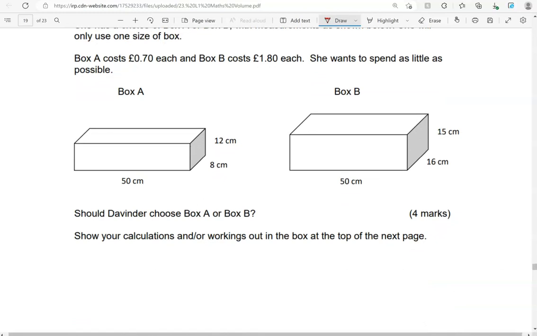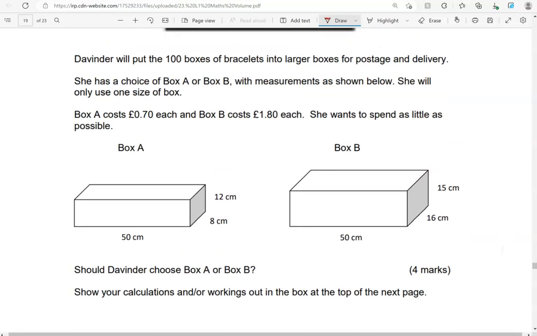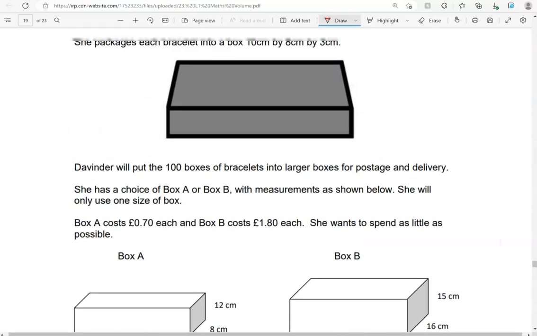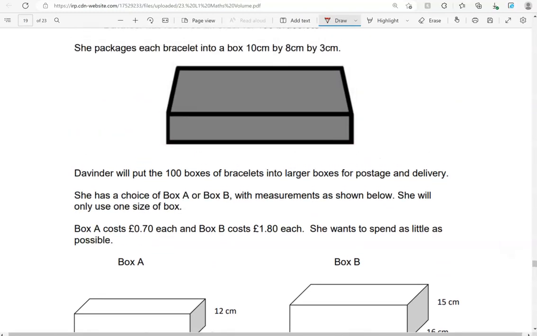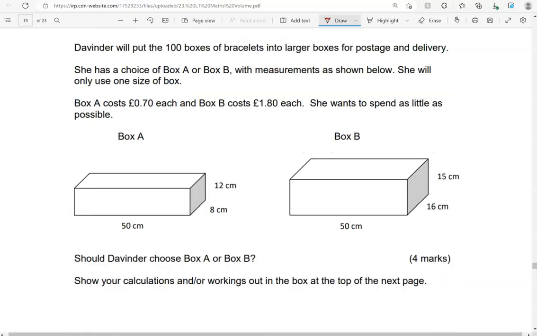So we've got box A and B and their dimensions. Should Davender choose box A or box B? Show your calculations and the workings out in the box at the top of the next page. I'm going to show the working out here so that I don't need to scroll up and down. So we've got the 2 boxes with the respective dimensions, and we also have the dimensions of the small boxes that she puts each bracelet in. So that is 10 centimeters by 8 centimeters by 3 centimeters.